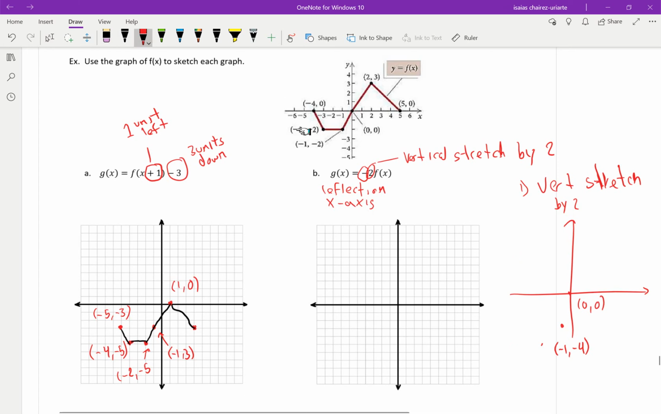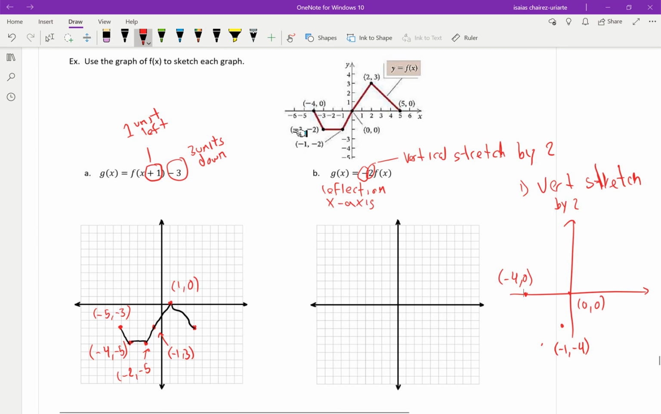So the x remains the same. What changes is the y value because we're vertically stretching by 2. You multiply the y coordinate by 2. In this case, I'm going to have negative 4, and then my y coordinate should be 0 times 2. Well, that's still going to be 0. So that point right there is negative 4, 0 still.